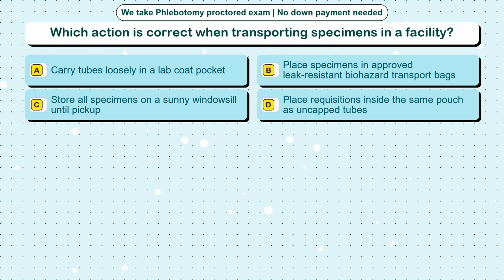Question 60. Which action is correct when transporting specimens in a facility? Option A. Carry tubes loosely in a lab coat pocket. Option B. Place specimens in approved leak-resistant biohazard transport bags. Option C. Store all specimens on a sunny windowsill until pickup. Option D. Place requisitions inside the same pouch as uncapped tubes.